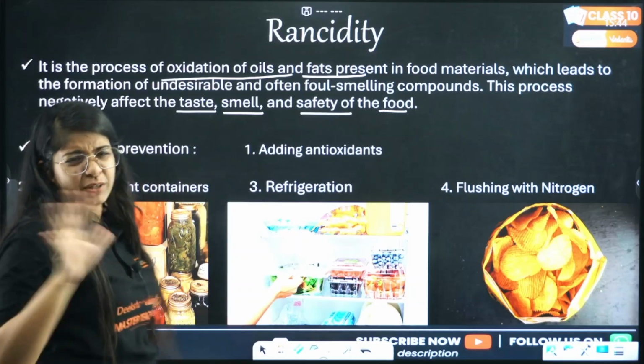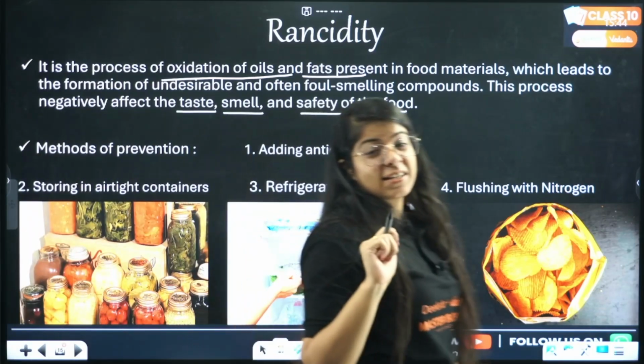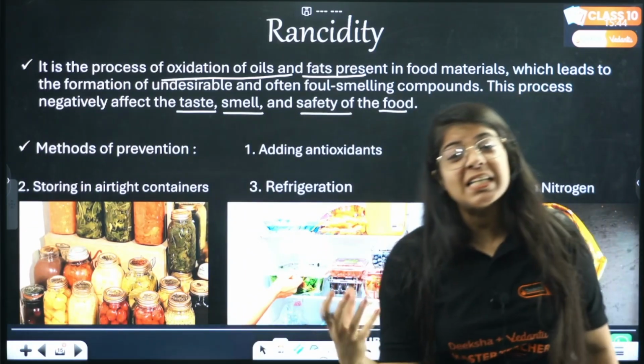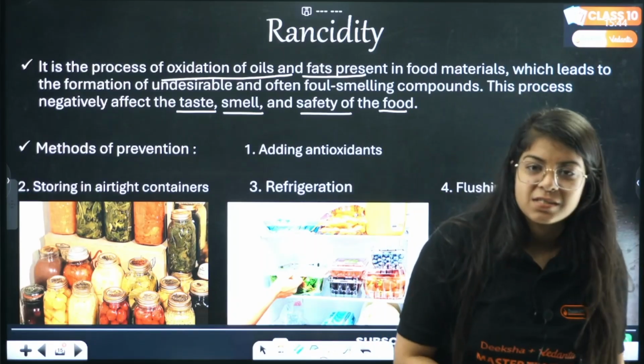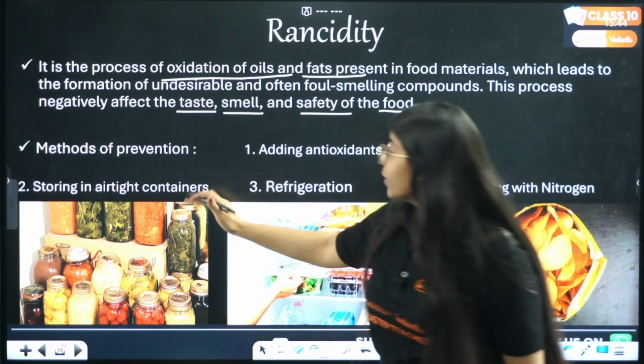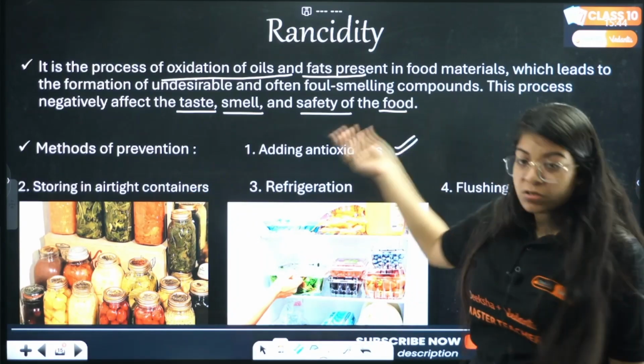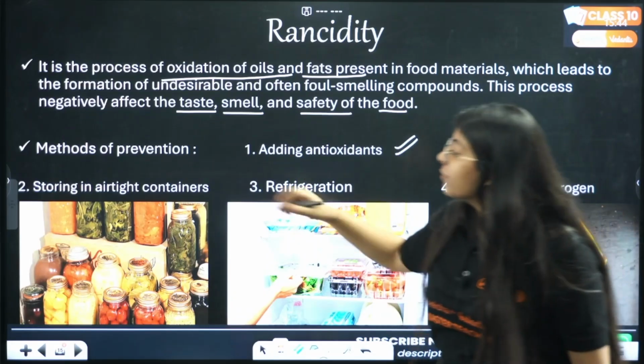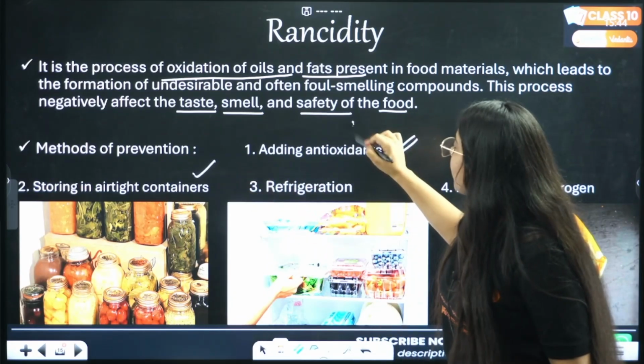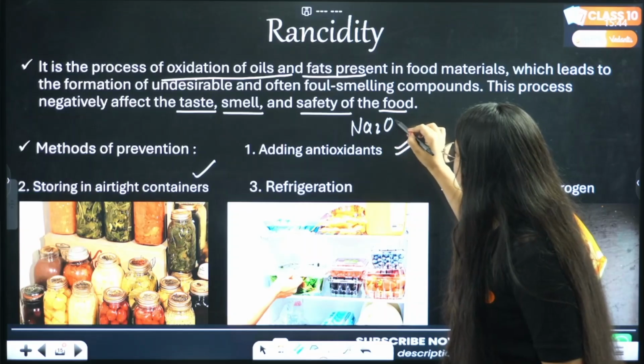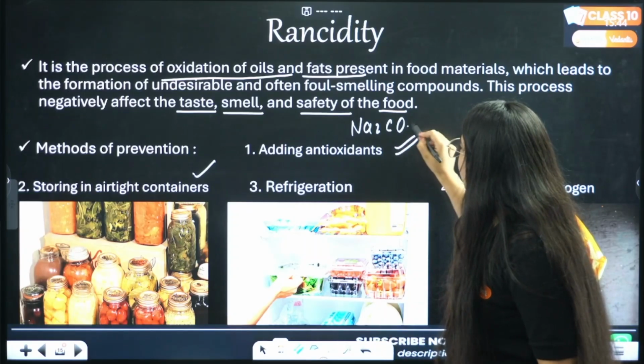We obviously know food gets really bad when it gets rancid. So what is happening? The oil inside the food is getting oxidized, right? So what should we do? First, we can add antioxidants which will prevent the oxidation. We can add sodium bicarbonate, Na2CO3, a very good antioxidant.